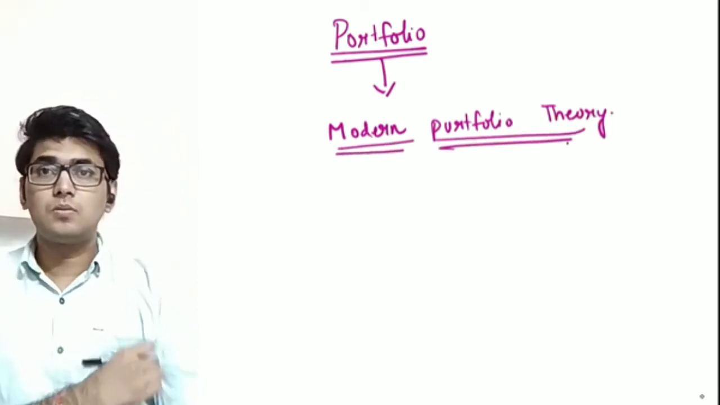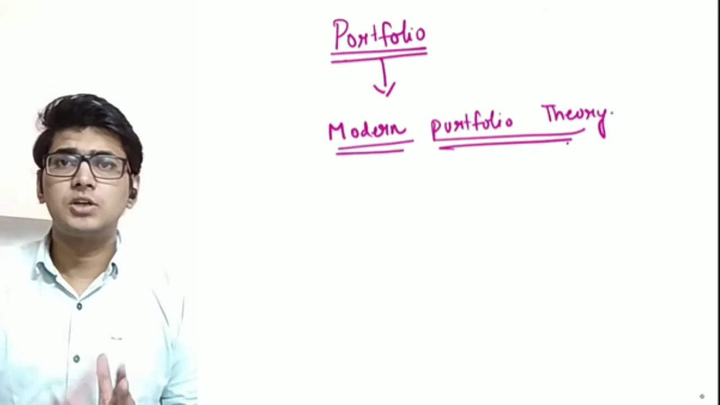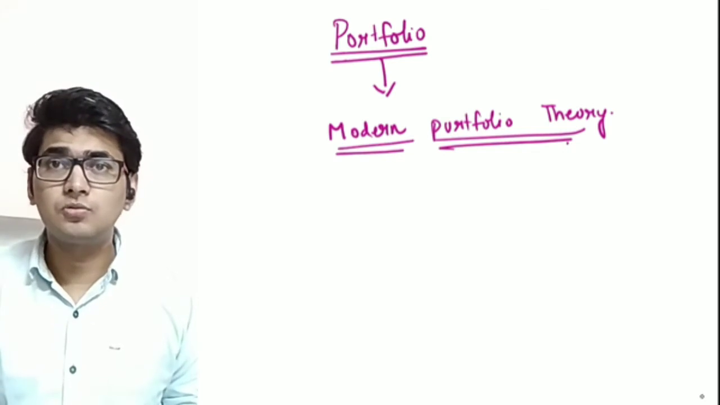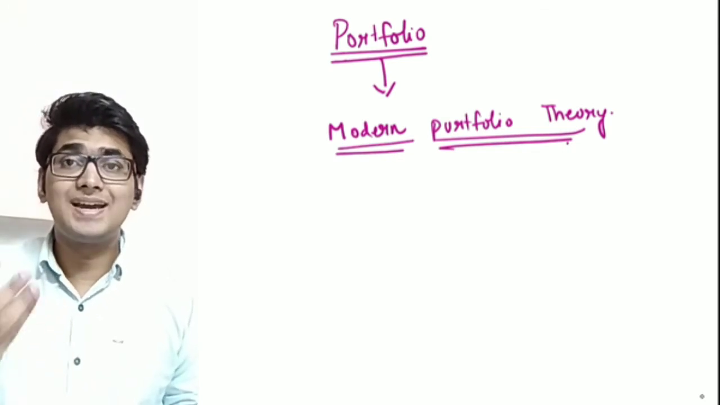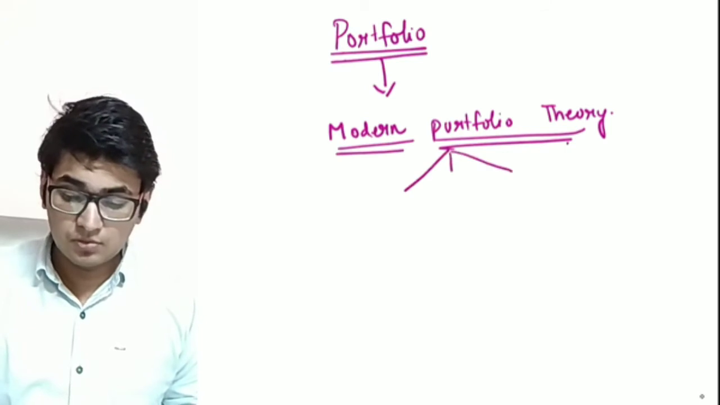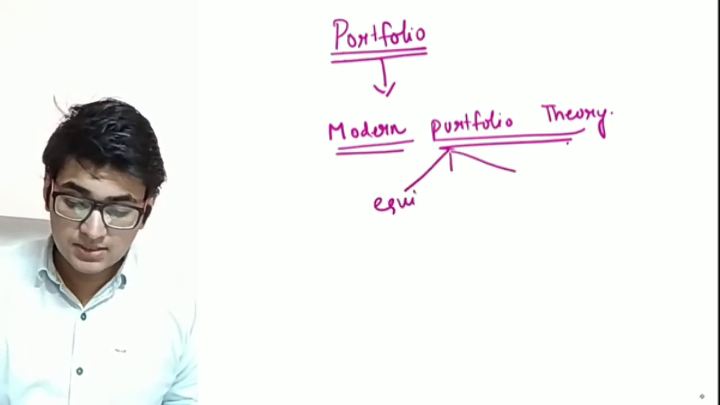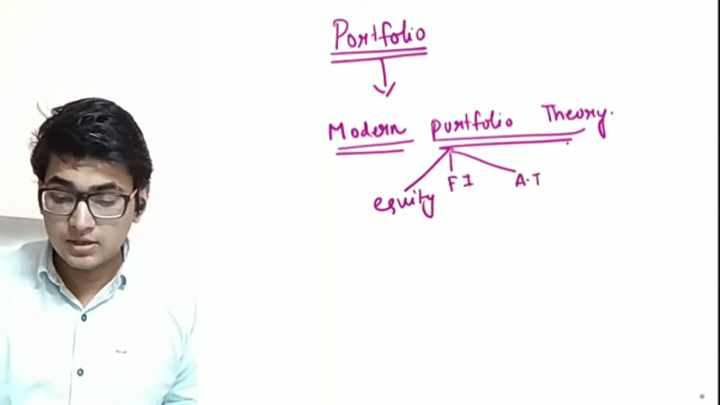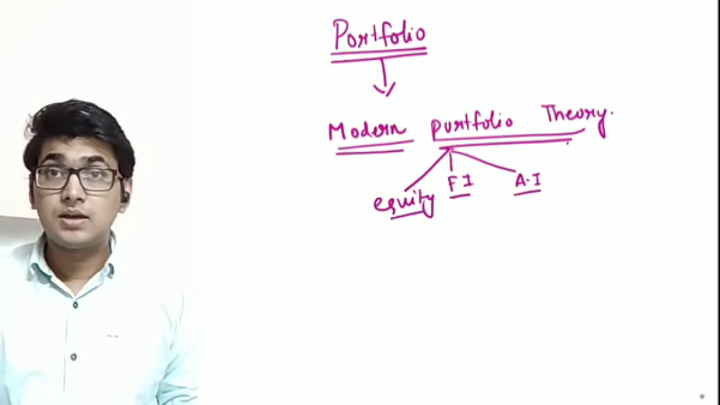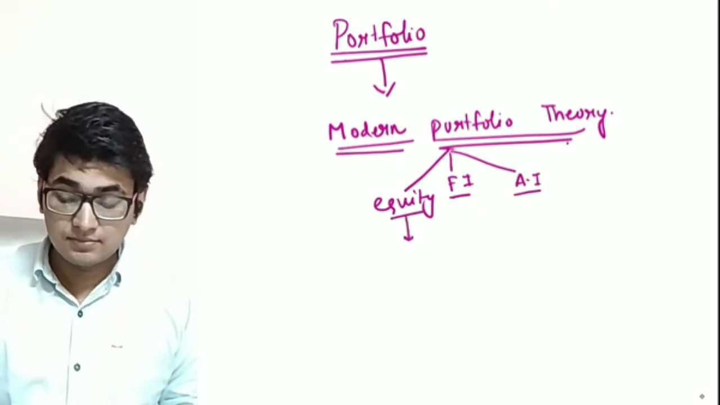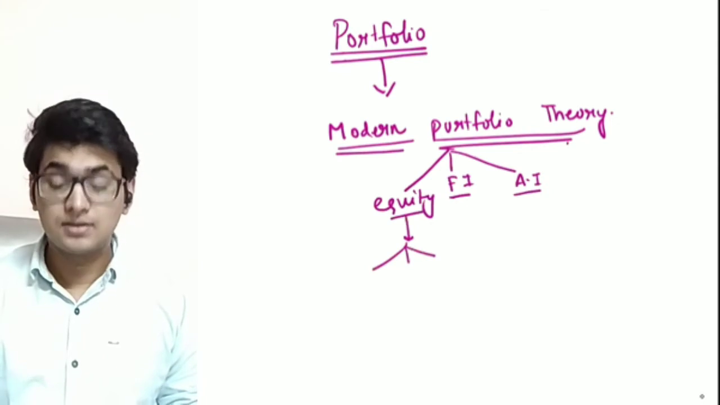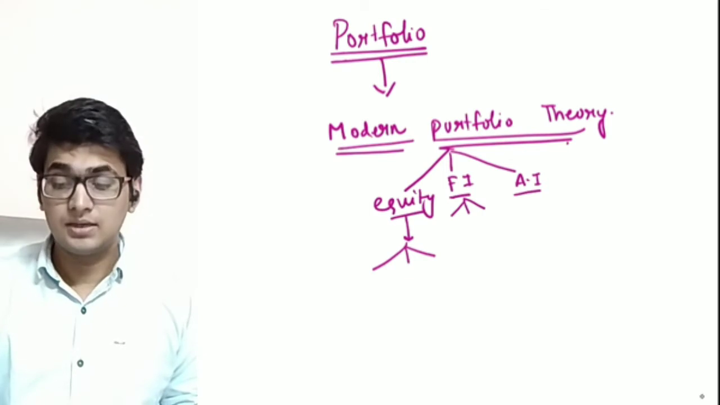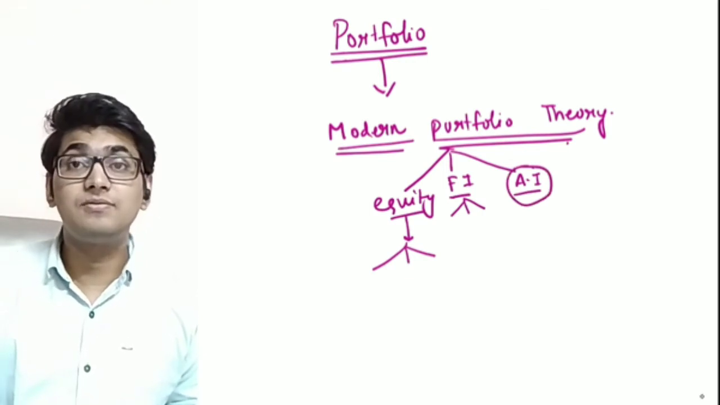Okay, so modern portfolio theory means what? You are creating the portfolio. Now how can you create the portfolio? It can include different asset classes. Meaning in your portfolio you can include equities, fixed income, as well as alternative investments. Inside these equities we have different securities. Inside fixed income we have different securities, and similarly in alternative investments we have different funds to invest in.